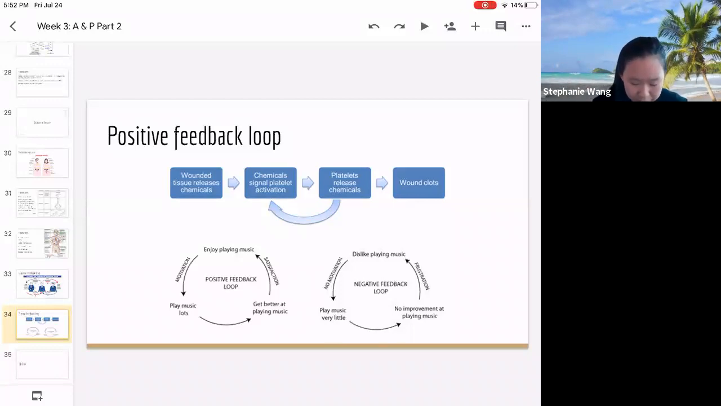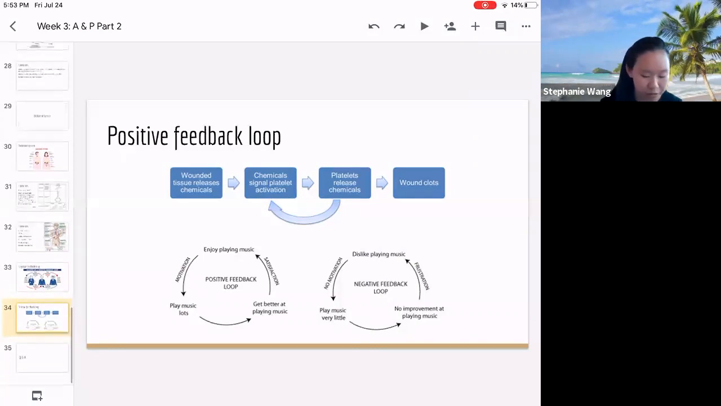And on the bottom, you can see examples of positive and negative feedback loops that do not have to do with the body. If you enjoy playing music, you'll be motivated to play a lot of music, and you'll get better at playing music, which will cause you to love playing music even more. So that would be an example of a positive feedback loop. On the other hand, if you dislike playing music and you have no motivation to play music, you'll play it very little, and there will be no improvement, and that will cause you to dislike music as well. So that would be a positive versus a negative feedback loop.